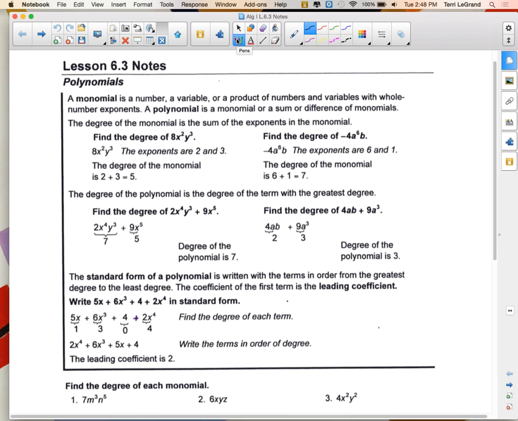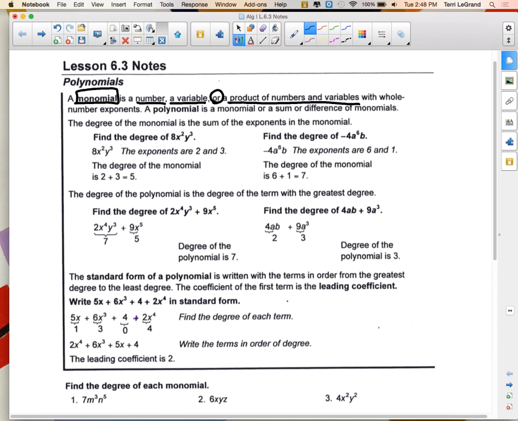What's the first term in here that it talks about? A monomial. Okay, so this is important that we understand what a monomial is. First of all, a monomial is a polynomial. A monomial, though, how do you know when you have a monomial? It is a number, a variable, or a product of number and variables.